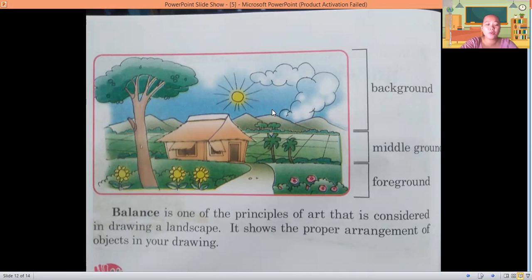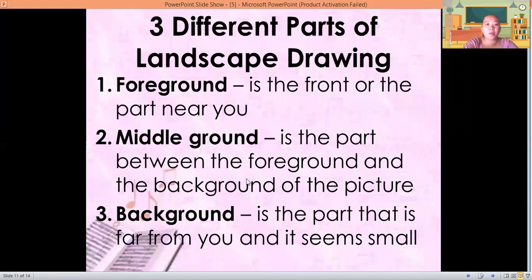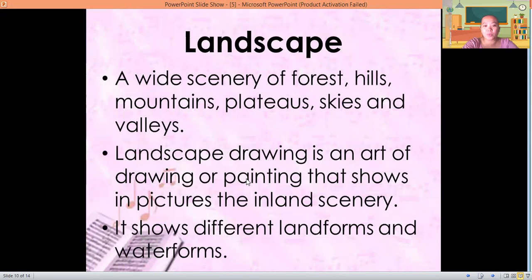Okay? And when you are working on your landscape drawing, it is important to have balance. This is one of the principles of art that is considered in drawing a landscape. It shows the proper arrangement of your objects in your drawing. Again, let's review. There are how many? Three parts of a landscape drawing: the foreground, the middle ground, and the background.